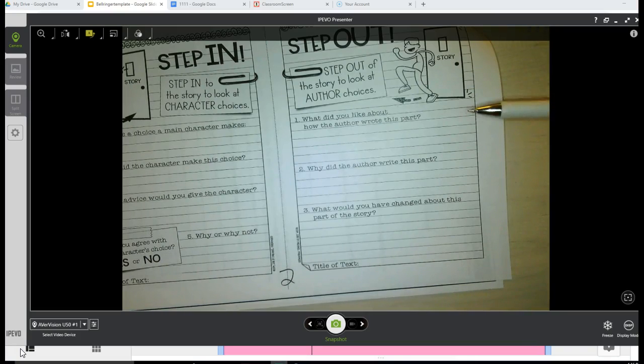So again, you're looking at characters and at the author's choices and answering some more in-depth questions than simple comprehension questions. Speaking of questions, does anyone have any on this assignment?